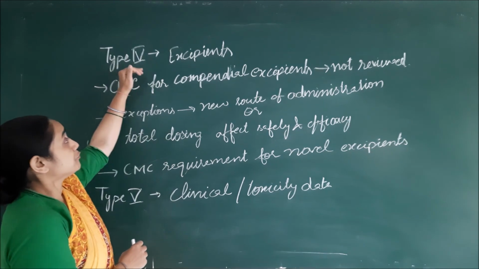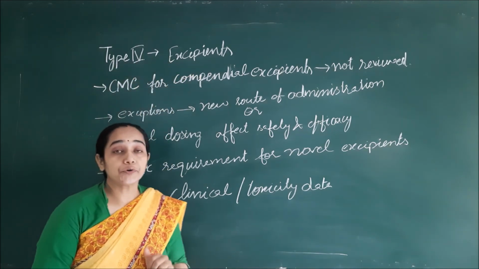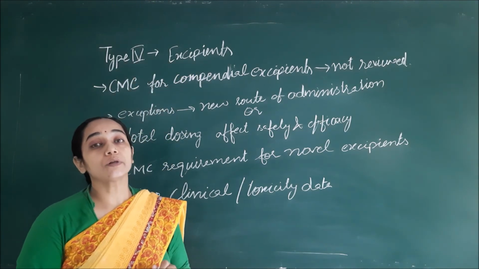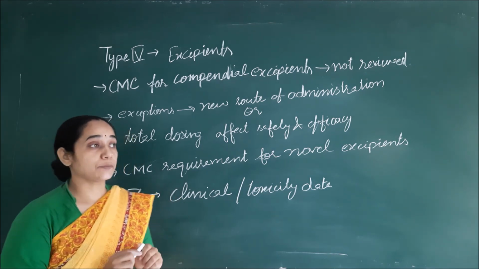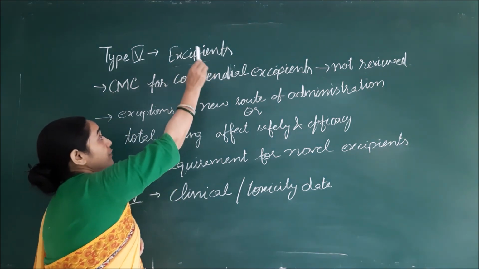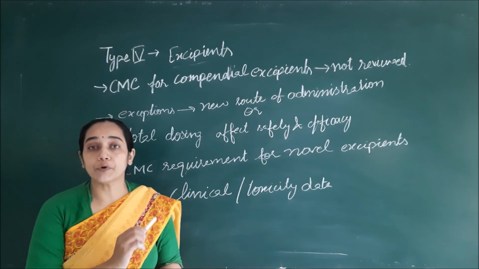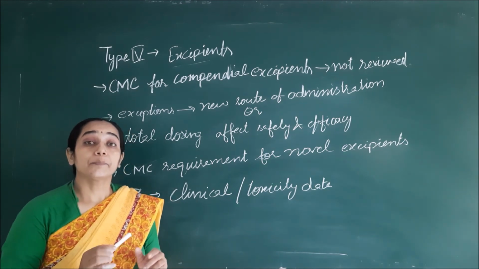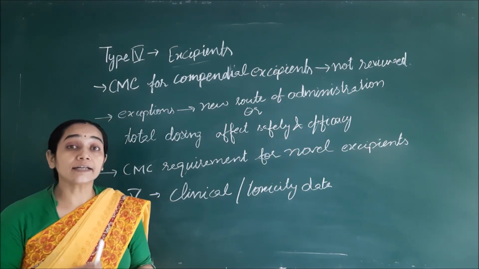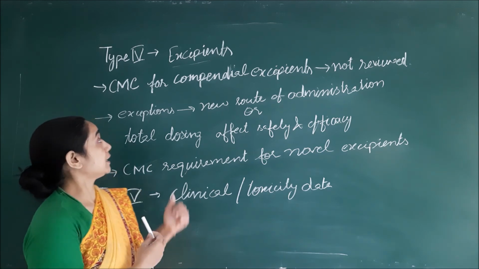Now, type 4 excipients. Type 4 DMF will include all the information about the excipients. Excipients are the components of the formulation which are other than the active pharmaceutical ingredients.